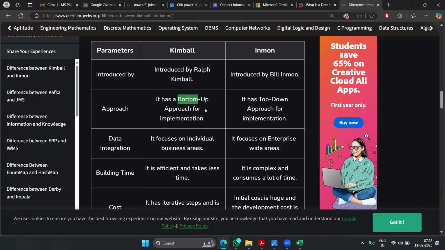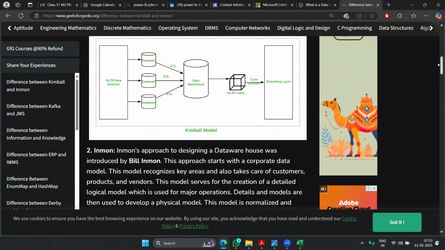So that is the bottom-up approach, whereas Inmon's is a top-down approach. We build our data warehouse at the enterprise level, getting everything. And then we say, okay, boss, for your department, what are the tables needed? Just take a copy of them. Data integration: Kimball focuses on individual business areas, right? If you see here, it focuses on individual business areas.